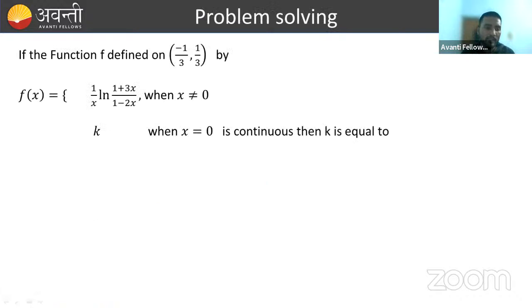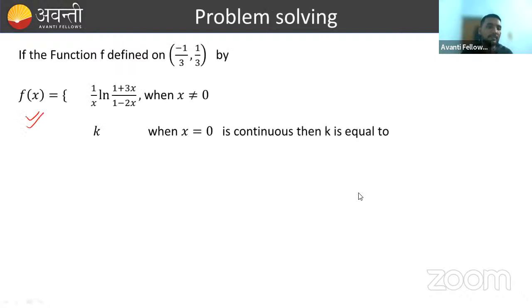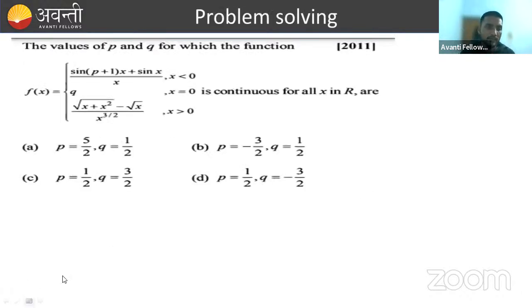Okay, so similarly you can solve these questions, guys. Do these questions yourselves. You can take a screenshot of it. Find LHL and RHL and equate them with f of 0. This question also can be solved like that. For the LHL, you can use the sin x by x formula. In the RHL, you can use rationalization, and after that, you will get two equations. From there, you can find P and Q.